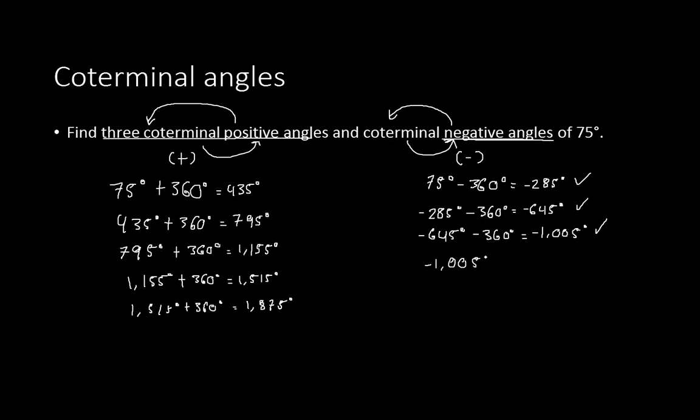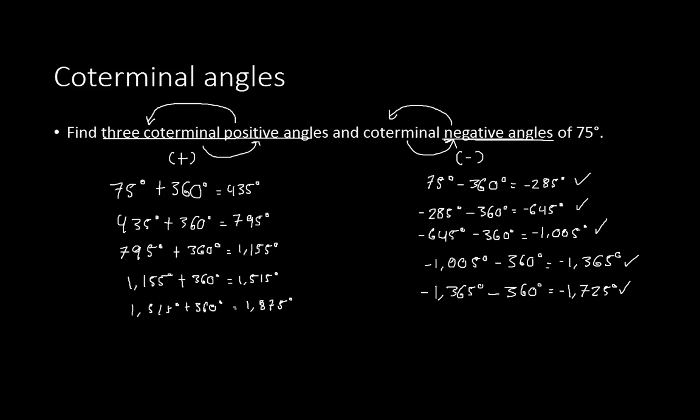Negative 1,005 degrees minus 360 degrees. So here, negative 1005 minus 360, you will have negative 1365 degrees. And lastly, negative 1365 degrees minus 360 degrees. Okay, we will have negative 1725 degrees. So that's it.